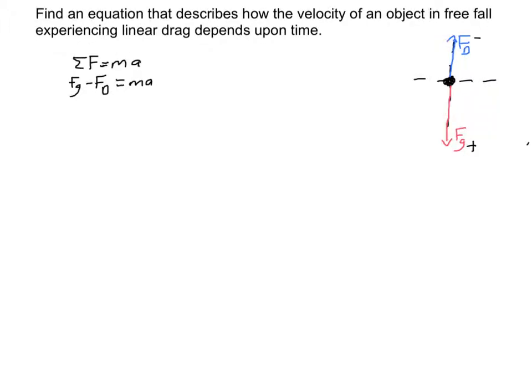Now that we've solved for the terminal velocity, let's actually find an equation that describes how the velocity of an object that's experiencing linear drag depends upon time.